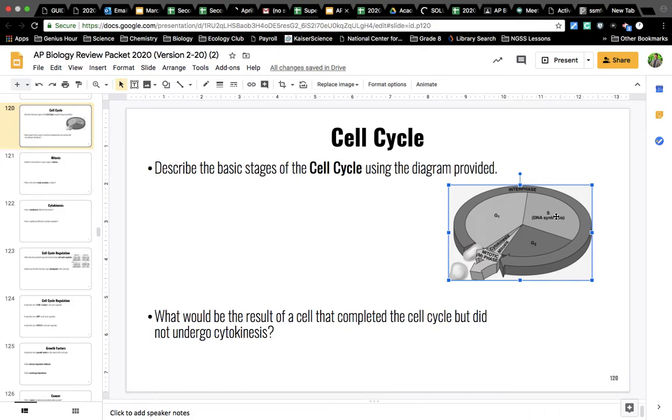The next question says, what would result from a cell that completed the cell cycle but did not undergo cytokinesis? So this actually does happen. It happens in muscle cells in your body. If it didn't undergo cytokinesis, it would not divide into two separate cells, but you would have two separate nuclei within the same cell. And these become what are called multinucleate cells, meaning that they have more than one nucleus inside a cell. Muscle cells are like this.